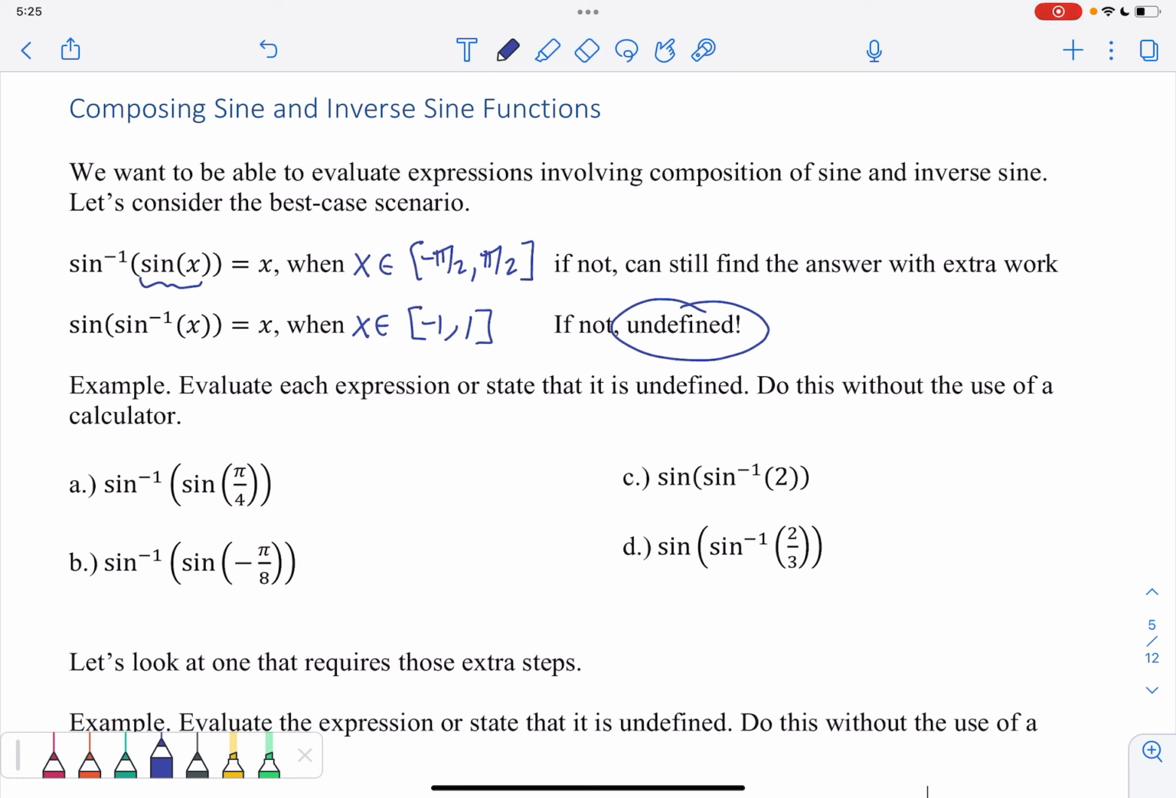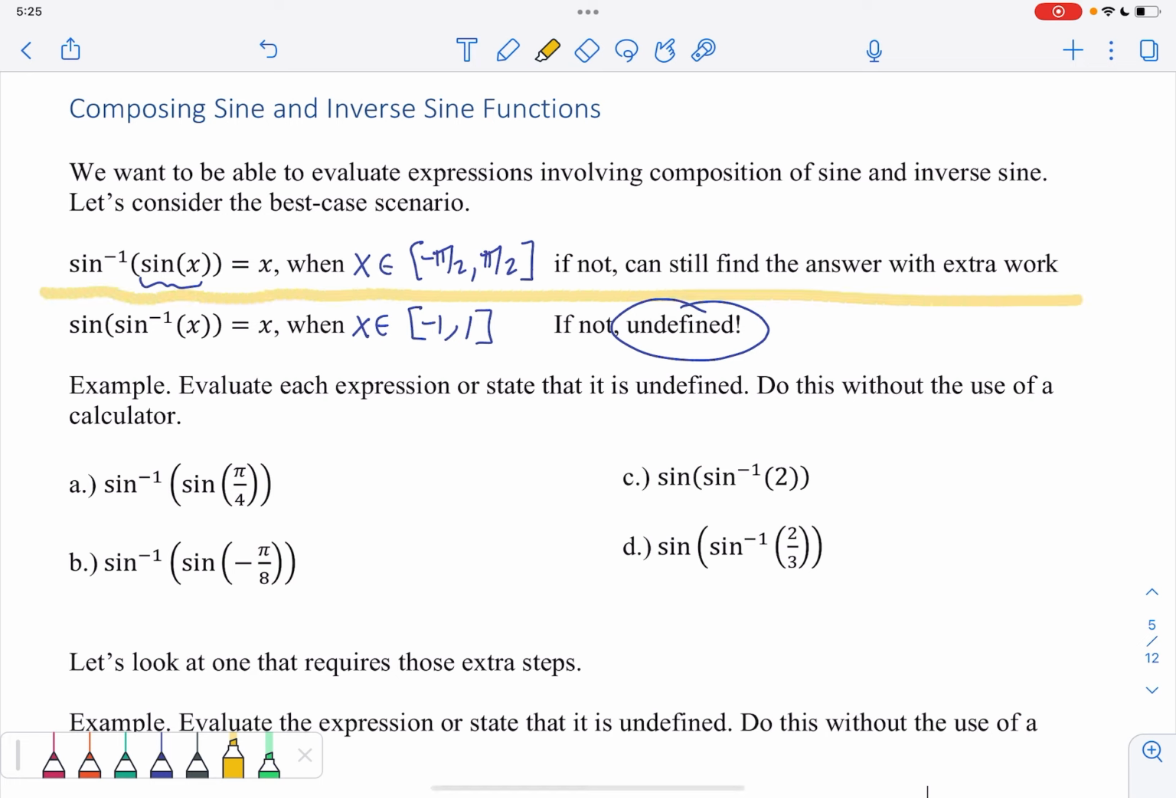All right, so let's look at this example. Evaluate each expression or state that it is undefined. Do this without the use of a calculator. So let's start with A here. Sine inverse of sine of pi over 4. So which case is that? That means sine inverse is the outside function in the composition and sine is the inside. So that's this first piece here.